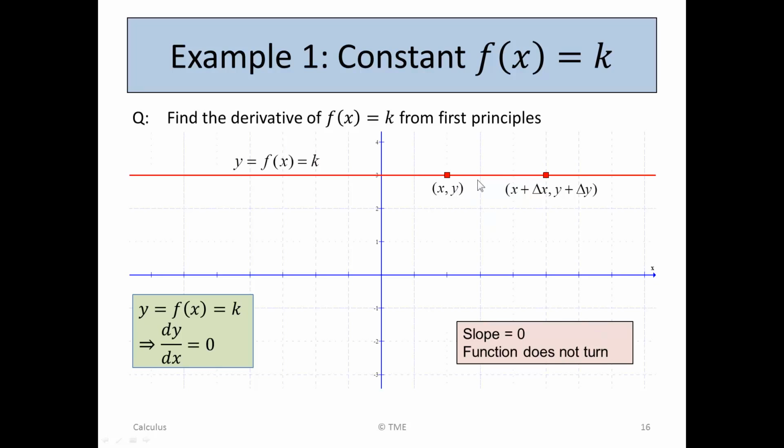And it wouldn't matter what values we took, whether the original values for x and x plus delta x, or any 2 points along that graph, we would find that the derivative of a constant is going to be 0.